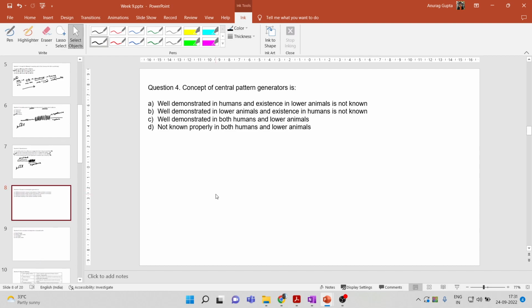The concept of central pattern generators: A. Well demonstrated in humans, and existence in lower animals is not known. B. Well demonstrated in lower animals, and existence in humans is not known. C. Well demonstrated in both humans and lower animals. D. Not known properly in both humans and lower animals. So again, you can take 30 seconds to answer this.